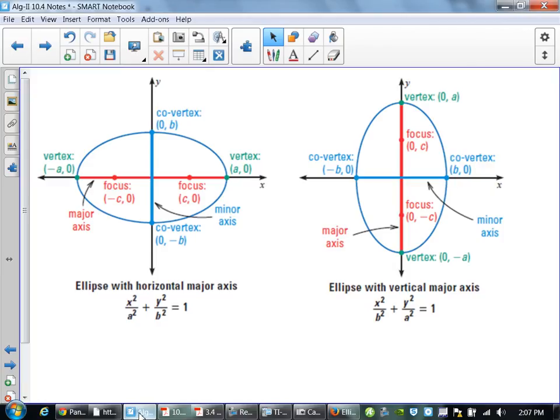The generic equation for today for a horizontally stretched ellipse is going to be x squared over a squared plus y squared over b squared equals 1. How we're able to distinguish A's and B's is going to be very easy. The A squared is always the bigger number for an ellipse. The A squared will always be the bigger number.